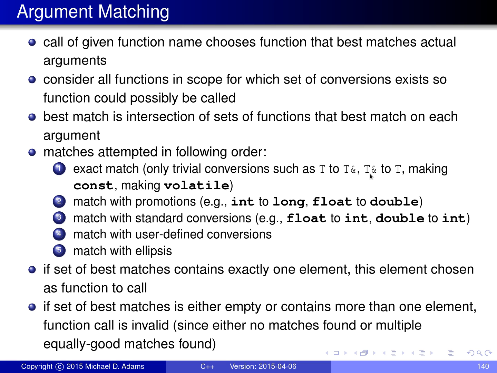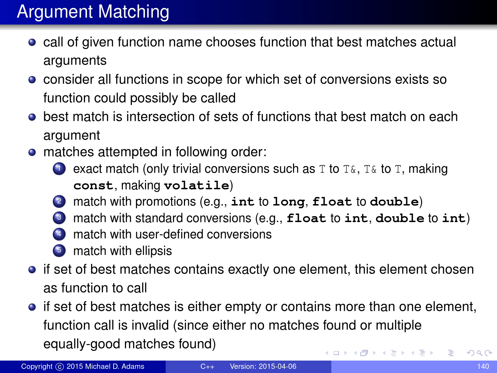And there's various other trivial conversions. You can also add const or add volatile. These are also trivial types of conversions. The next best type of match is a match with promotions. This is where you're changing some numeric type, for example, into a larger type. So converting an int to a long or a float to a double and so on. The next best match is a match with standard conversions, which would be converting something like float to int or double to int and so on. And then the next best match is a match with user-defined conversions. And then the worst kind of match is a match with an ellipsis.